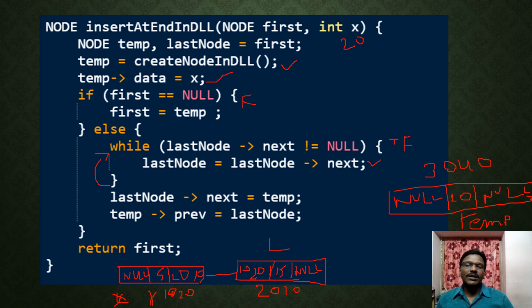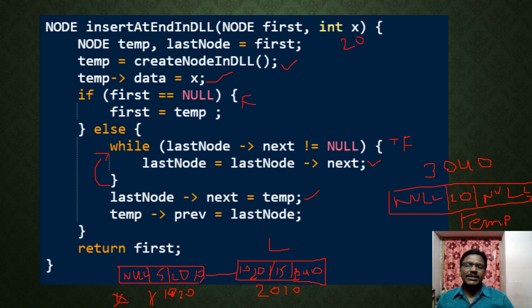So move to the statement. In this statement, the last node next equal to temp. This was the last node, this was the next. This last node next is equal to temp. Temp is representing 3040. So 3040 is stored in this location.